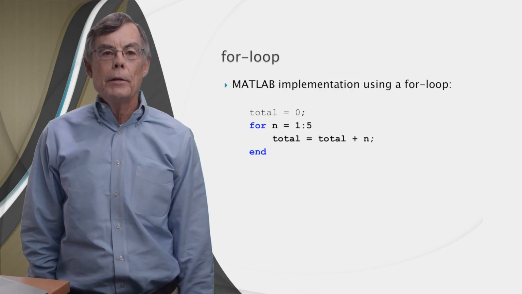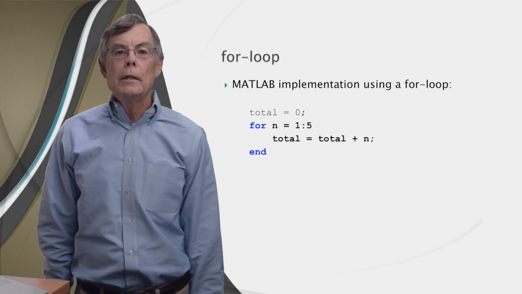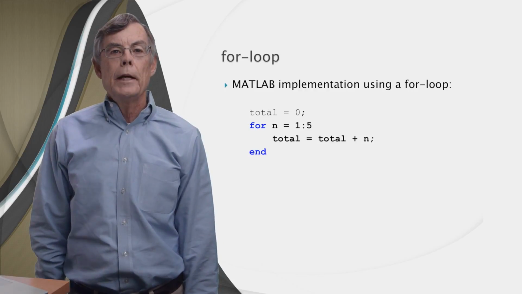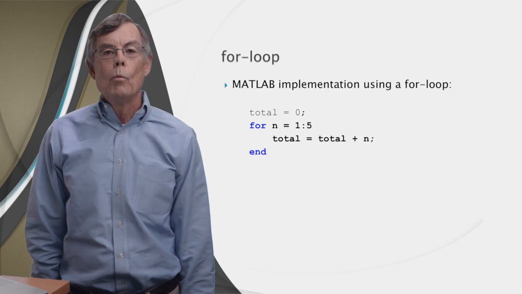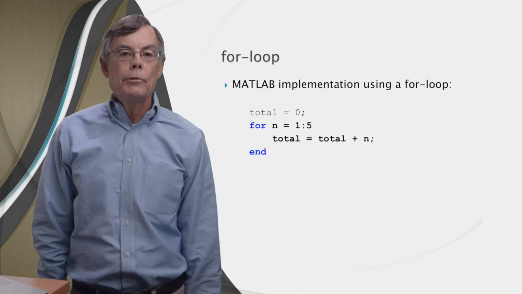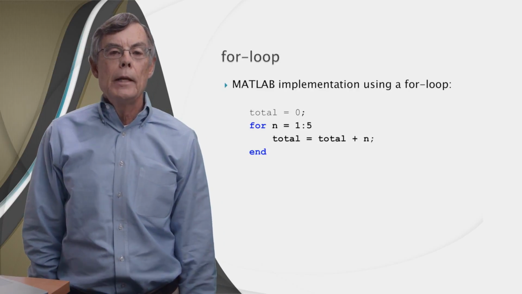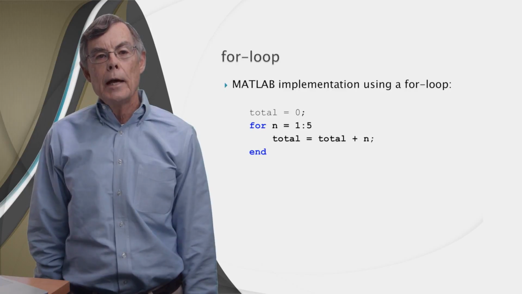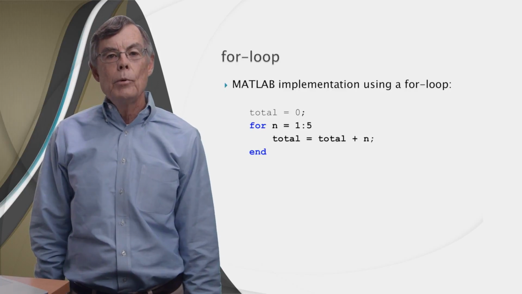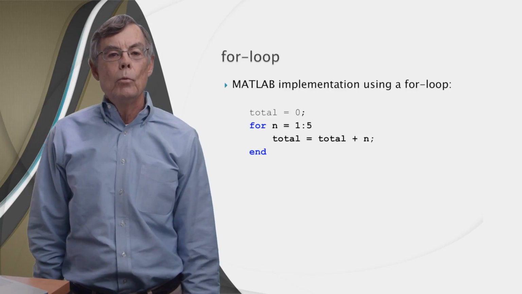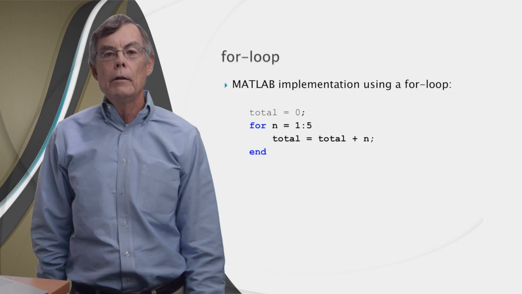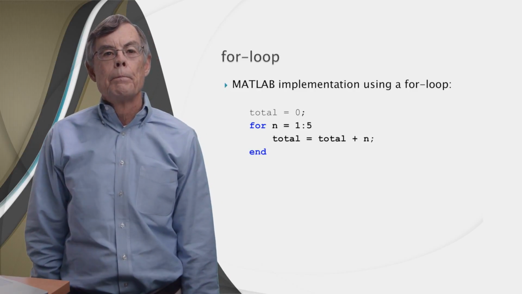Instead, the meaning of this special assignment statement is that the index, n, will take on the elements of the vector one by one. At each iteration of the loop, n will get the next element of the vector, stopping with the last one. And that's exactly what we want here. n will be equal to 1, then 2, then 3, then 4, then 5.